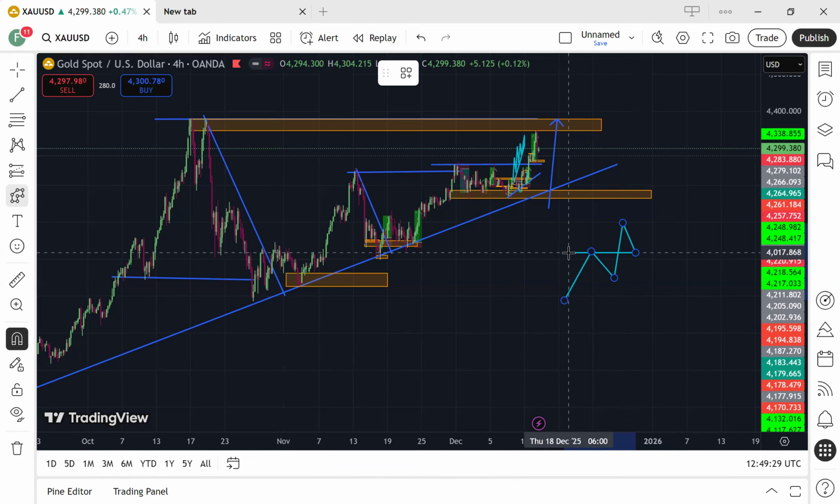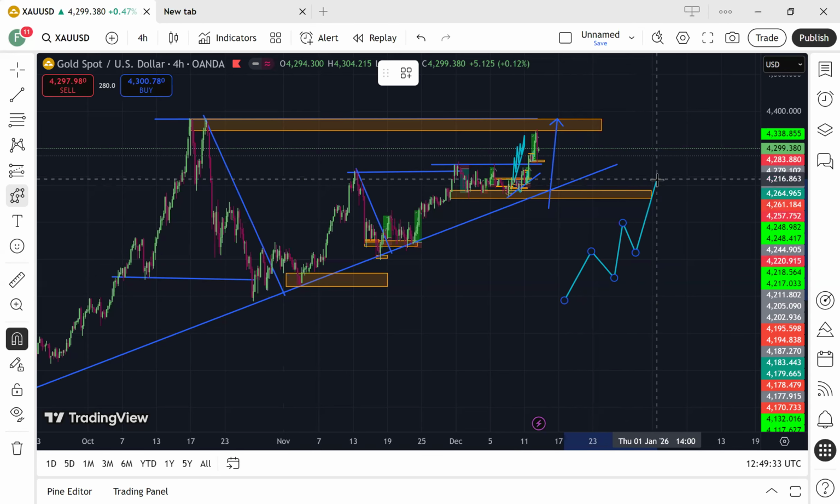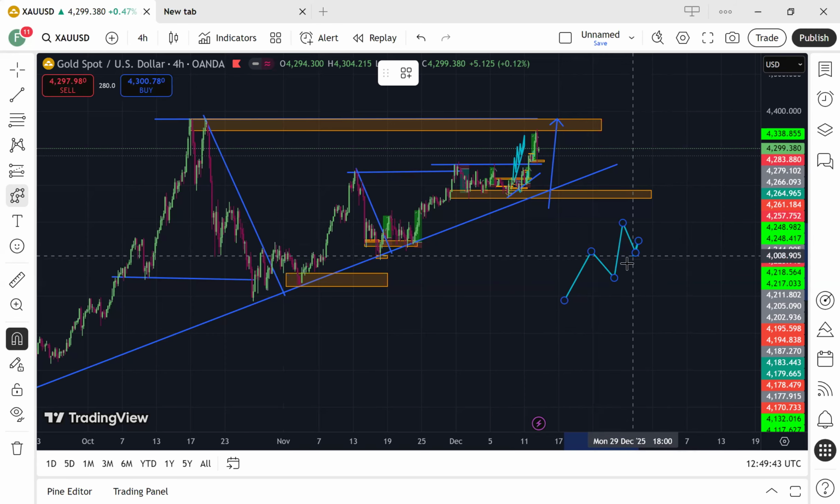Once you see they are struggling to go back, that means they're about to push up. That's how the market moves. So all you have to do is wait for that 30 minutes candle to show you that we are going up. It will close up. Then you take your buy and put your stop loss under here and let it run.